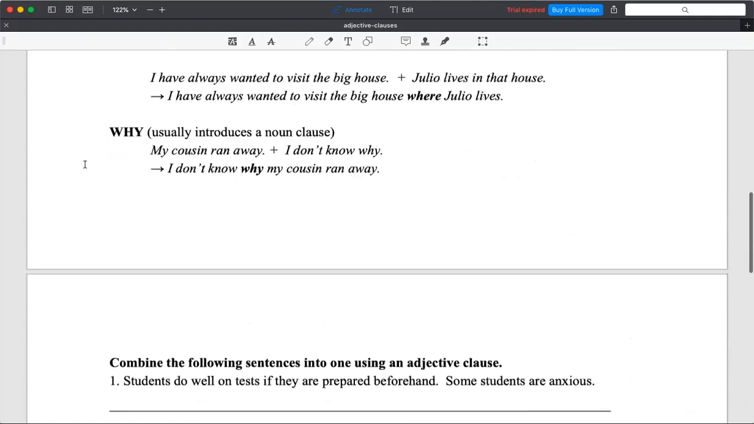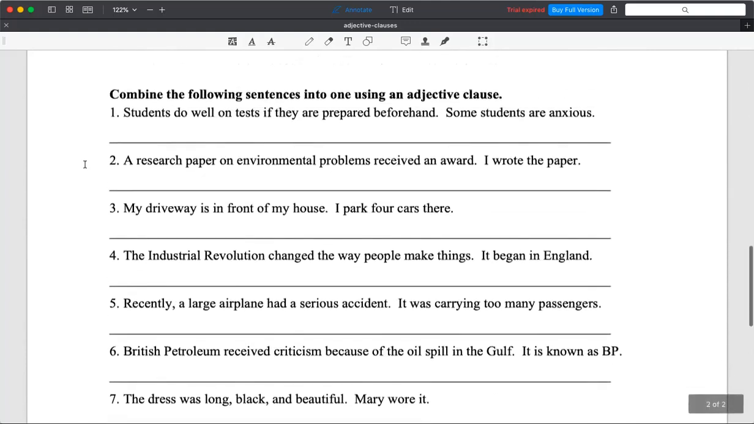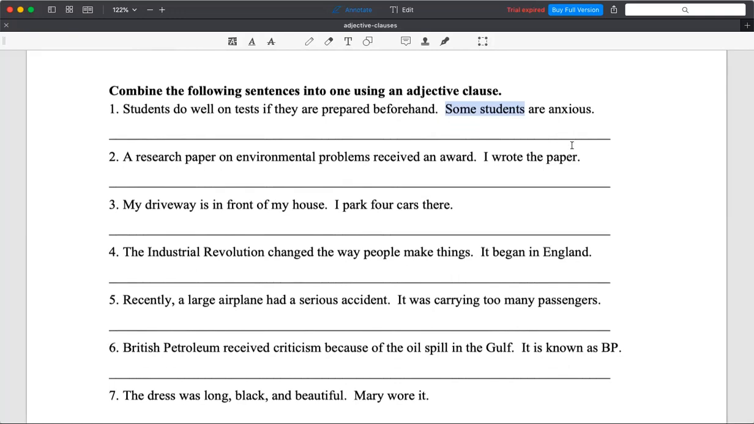Who will replace the subject of the second sentence in order to put it right after the noun that you're defining. Instead of some students, you use who. Avoid repetition, right? Just to avoid redundancy. So you say students who are anxious do well on tests if they prepare beforehand. So you were absolutely correct. Aside from that, you can just simply eliminate some.